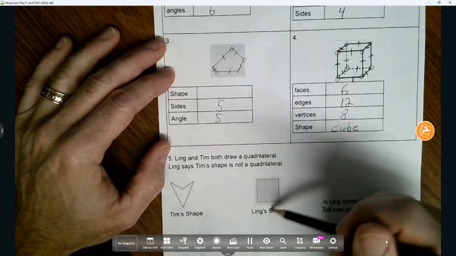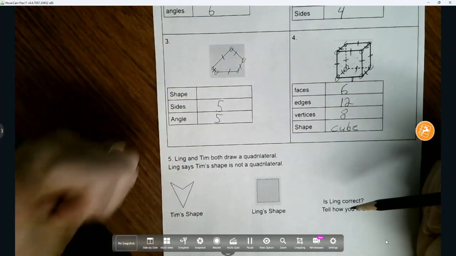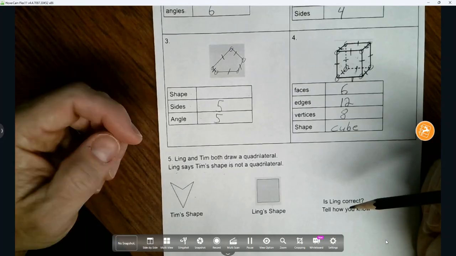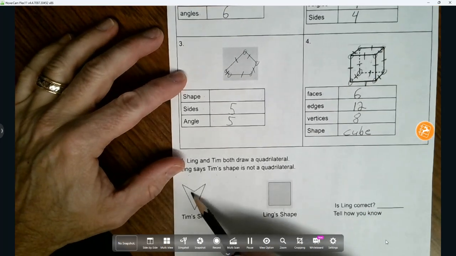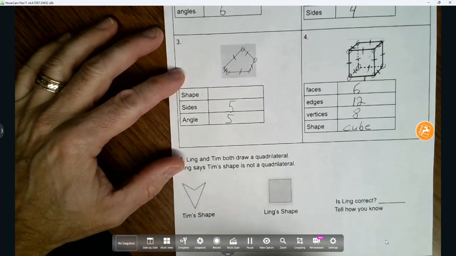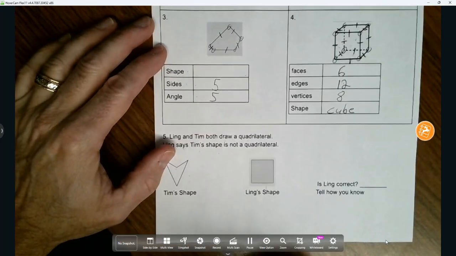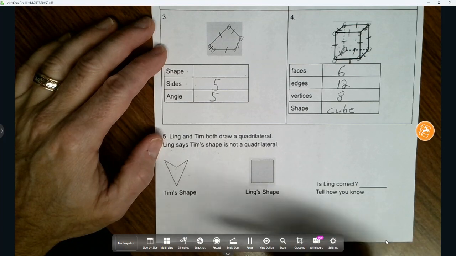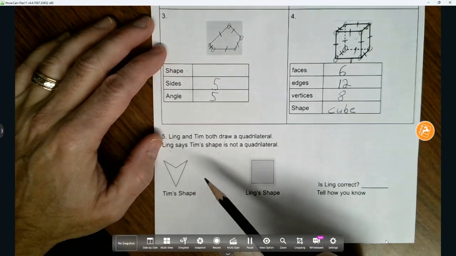If both these shapes have the amount of sides a quadrilateral has, the amount of angles a quadrilateral is supposed to have, and they're closed, if all these shapes are closed, there's no open spots where anything can sneak out. If that's the same, then they're the same. If it's not the same, then they aren't the same. I know it sounded kind of weird, but you know what I mean.